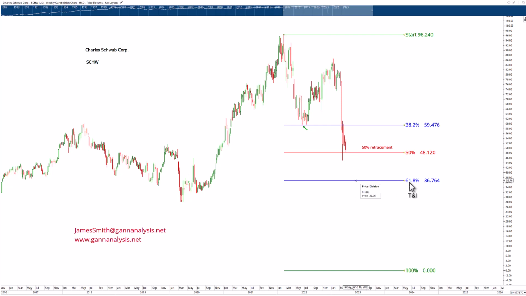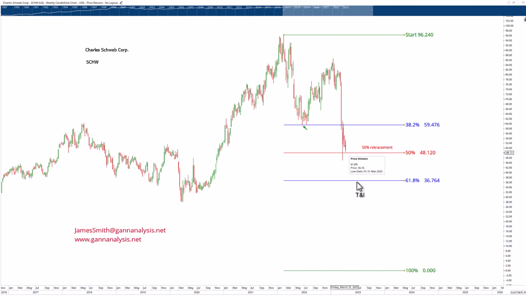And why do I say 61.8%? Because that is the mirror image of 38.2. If you add the two, you get 100%. So notice here that 38.2 gave you the exact support here. So if this worked here, maybe it'll work down here.